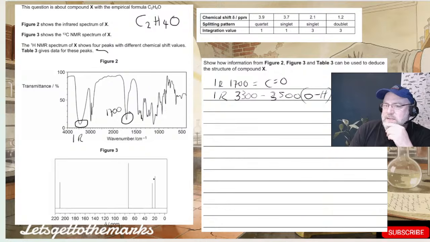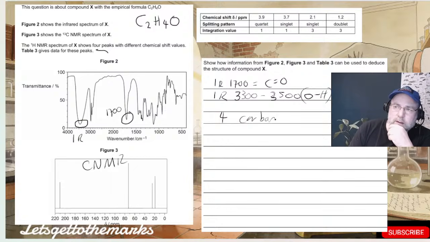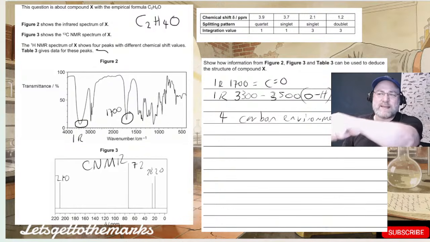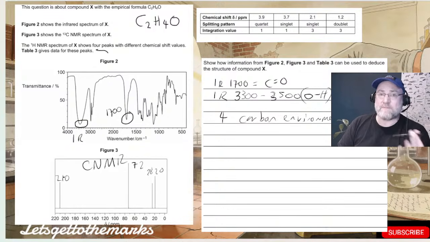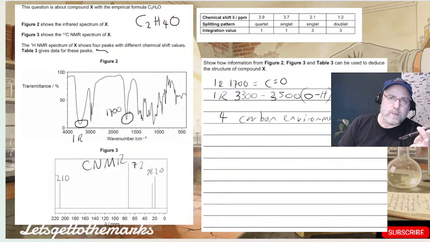Yeah, this is the CNMR. So this is going to tell us there are 4 carbon environments. And then, I don't know what that is. There's one at 20, one at, oh God, what is that? That's like 20, 28, 72, and that's like 210. So what you might want to do is go back and say, these are my ppms, and this is what I believe those environments might be. So you're commenting on the CNMR, and you're hoping that's going to get you some marks.